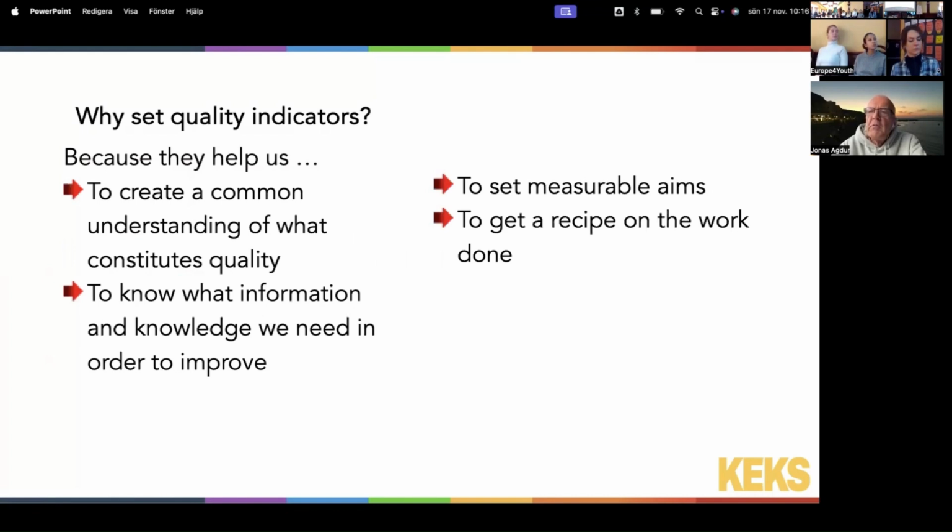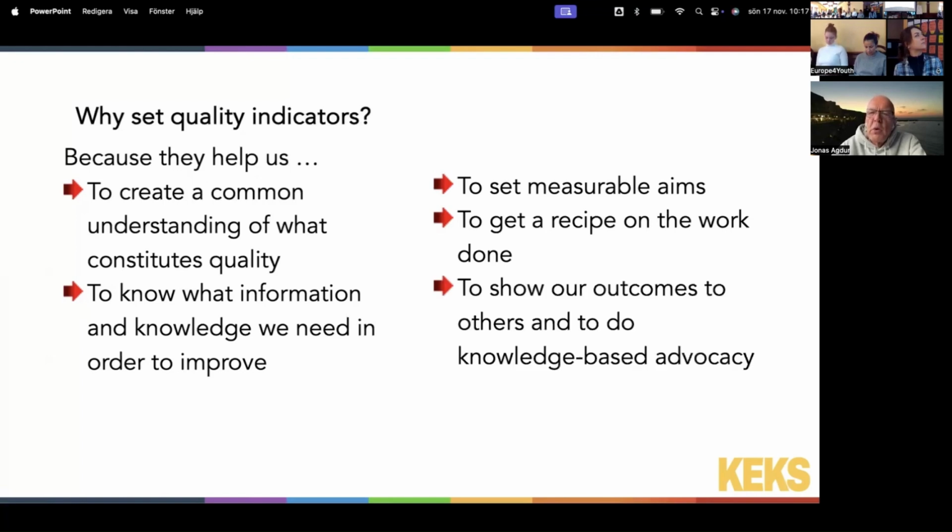That is to say, many youth workers for many years have said, oh, we couldn't show what we have been achieving because it doesn't show today. But this is a way to get a more immediate record of what we have been doing. And to show our outcomes to others and to do knowledge-based advocacy. To actually be able to argue for youth work based on fact, not just on beliefs.